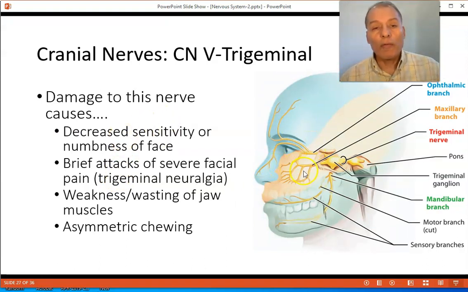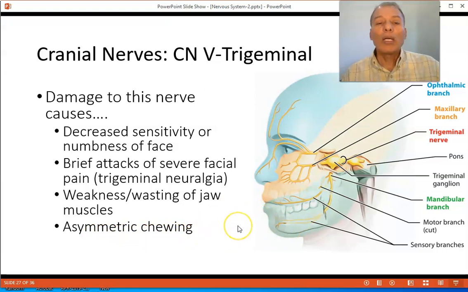Damage to this nerve is going to cause decreased sensitivity or numbness on the face. For example, some people have trigeminal neuralgia. They might have severe attacks on the face because of this nerve. Also, someone might have weakness or wasting of the jaw. If they are not receiving innervation, the jaw will be weak, and it will start to atrophy.